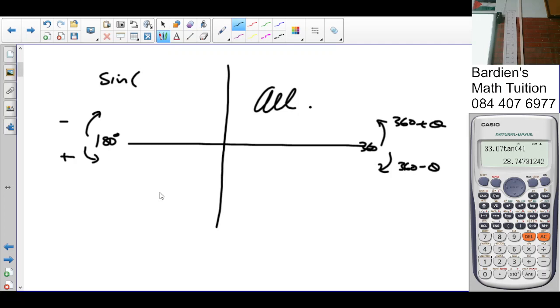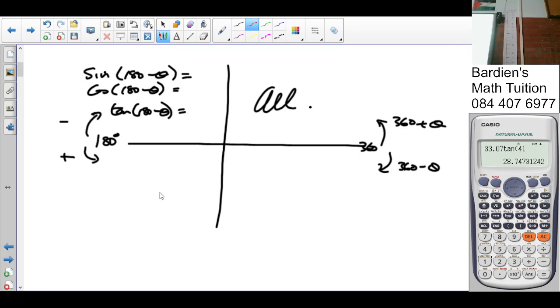So sine, cos, tan of 180 minus theta. What is sine 180 minus theta? Remember, this is all stations to Claremont. 180 minus theta is in the second quadrant. Is sine positive or negative? Positive. So it's positive sine theta. Cos 180 minus theta is in the second quadrant. Is cos positive or negative? Negative cos theta. Tan in the second quadrant, positive or negative? Negative tan theta. Alright, you guys understand?